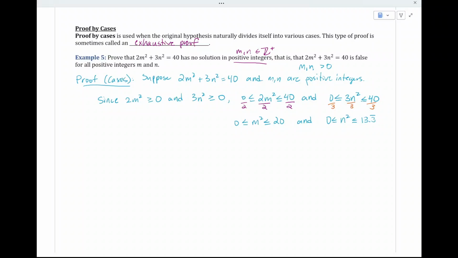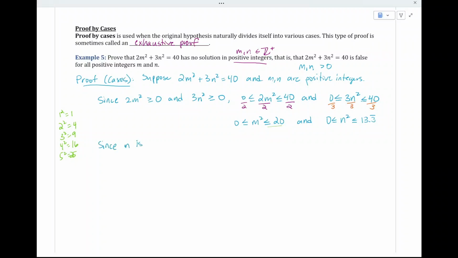As I'm thinking about possible values for m and n, I'm trying to list all the possible values for m, all the possible values for n, and then I'm going to try each of those in my original equation. So let's see, I'll do this off to the side as a calculation. 1 squared is 1, 2 squared is 4, 3 squared is 9, 4 squared is 16, 5 squared is 25. So m can be between 1 and 4 because m squared has to be less than or equal to 20. If m was 5, then it would be too big.